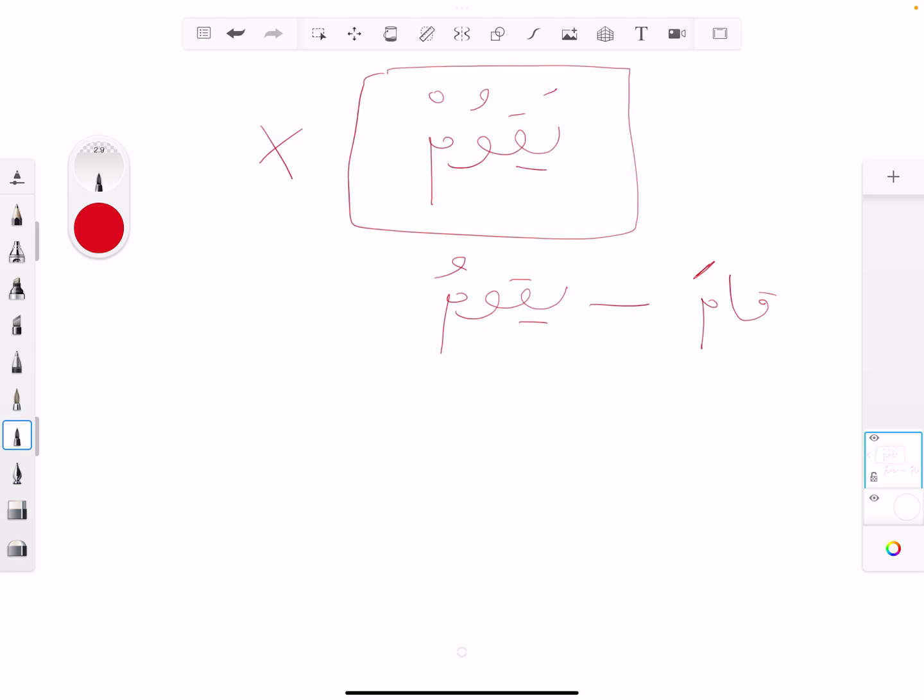Now, if in the middle of a fi'l mudari, right, there's an alif, waw, and ya, or ya. These three letters are very, very important. They'll come all the time. Alif, waw, and ya. Or you can call it Y.